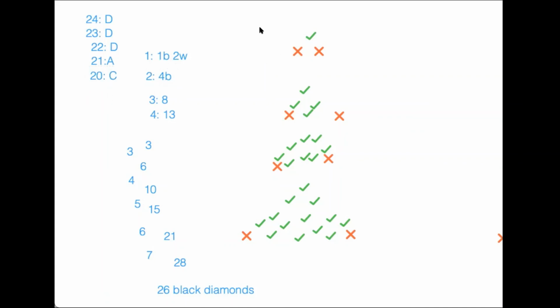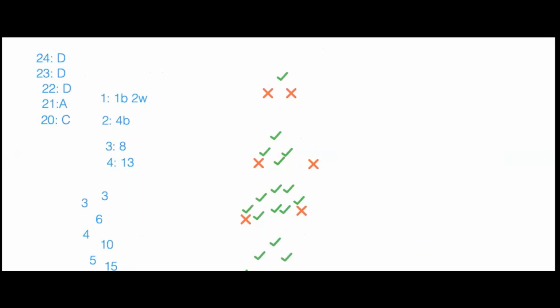Okay, so we don't have much time left, so here's what we'll do. Let's first review our answers. So with 2014 answers and 2014 questions. For number 24, the answer is D. For number 23, the answer is D, which is what we got. For number 22, the answer is also D. 21 is A, and 20 is C. So we got all 5 of these questions correct.